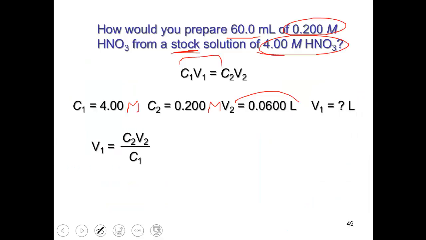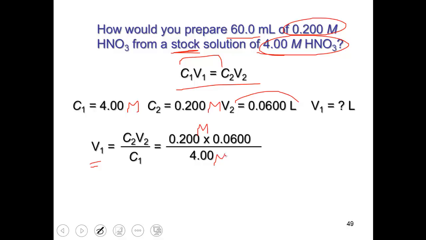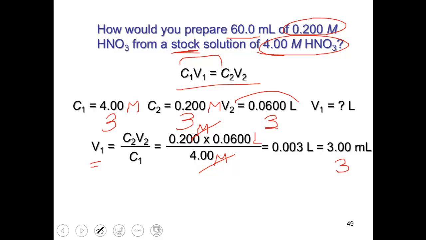So let's move forward. All I did was rearrange algebraically this equation to solve for V1. I plug all my numbers in, so I have molarity here, and liters here. So molarity cancels, and you'll see all I have left is liters. So it's 0.003 liters or 3.00 milliliters, because there are 3 significant digits, 3 here, and there was 3 here. So we'll have 3 in our answer.